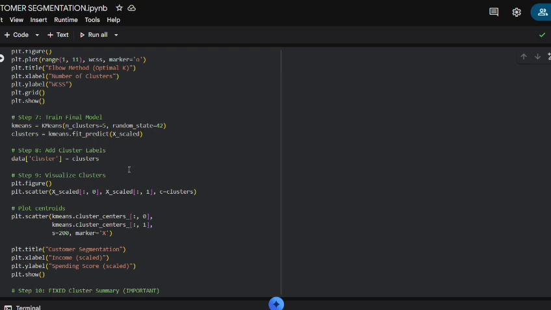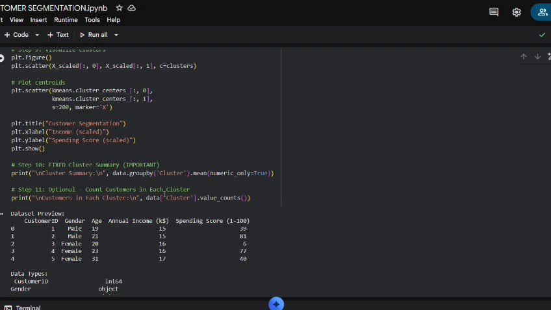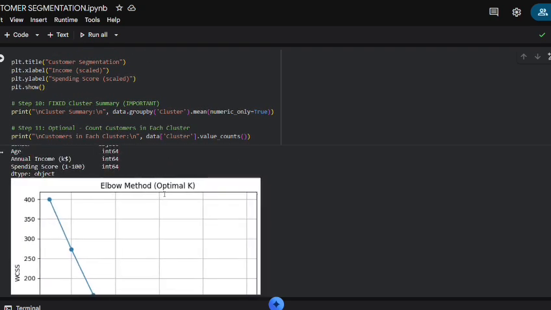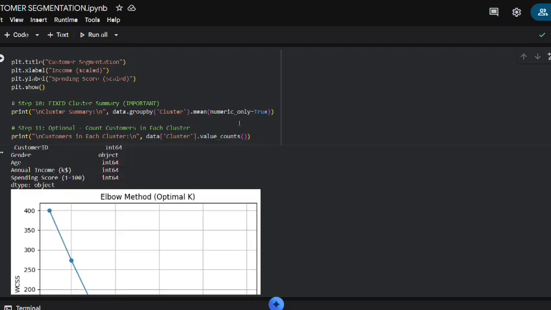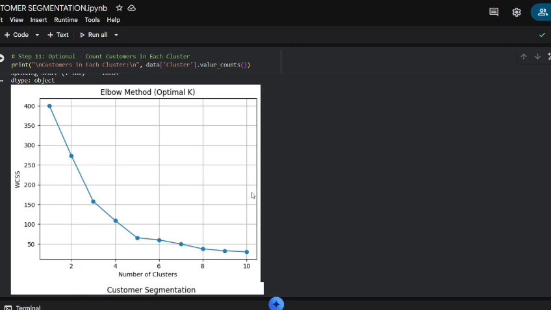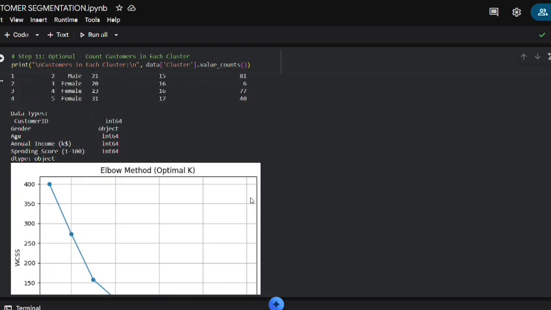After visualization, we perform cluster analysis. In this step, we calculate the average values of features for each cluster using group-by operations. This helps us interpret the characteristics of each segment. For instance, we can identify which group has the highest income, which group spends the most, and which group needs more attention from the business.